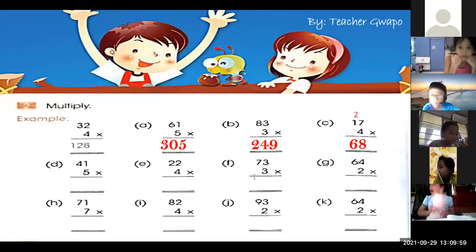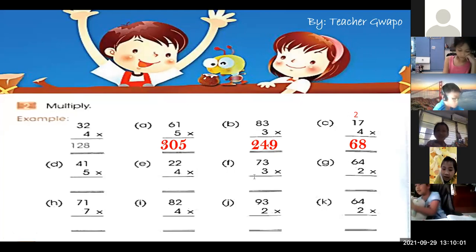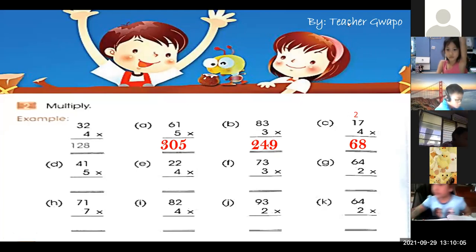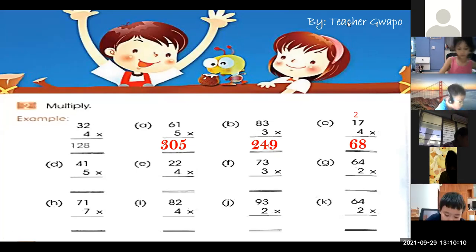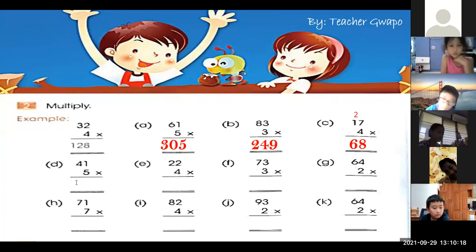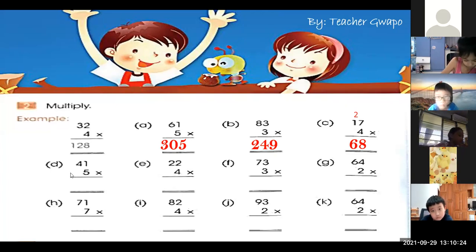Letter D. Who can answer letter D? Okay, please. 205. 205, because 5 times 1 is 5, and 5 times 4 is 20. So we have here 205. So the answer here is 205. Thank you. Very good.